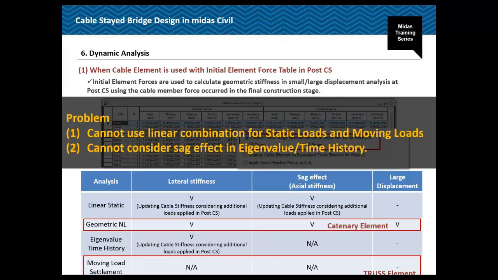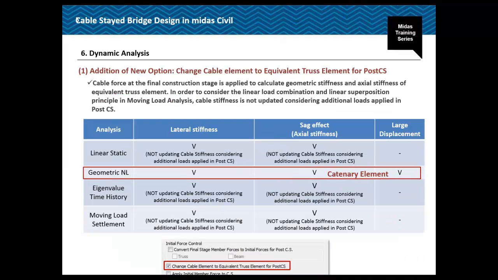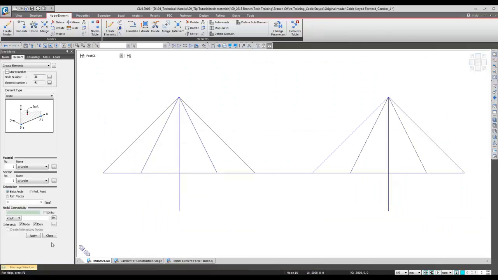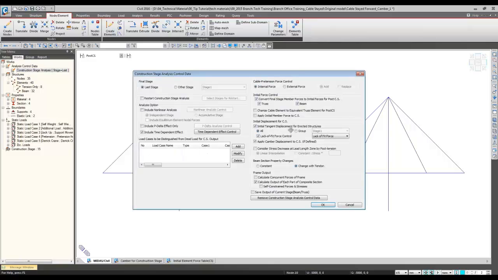So in order to resolve this state, we have added one more function for the cable stayed bridge, which is marked here, that you can find in the program here. Change cable element to equivalent truss element for post-CS. Looks a little similar, but it has better functionality as we can now consider the linear load combination.